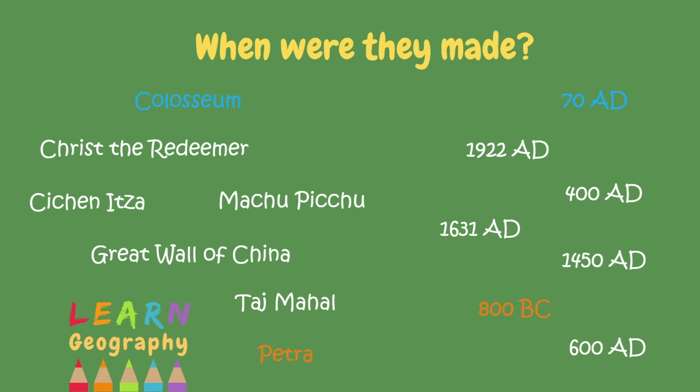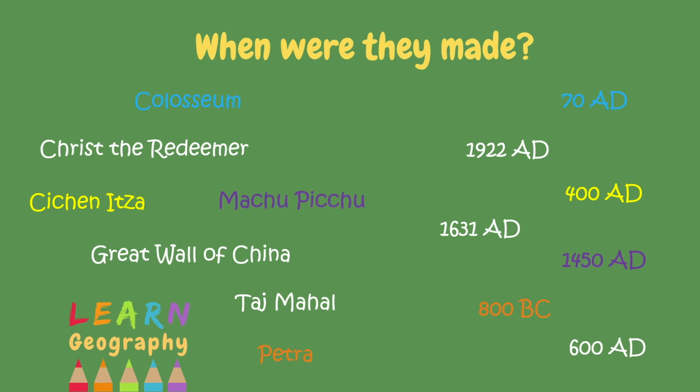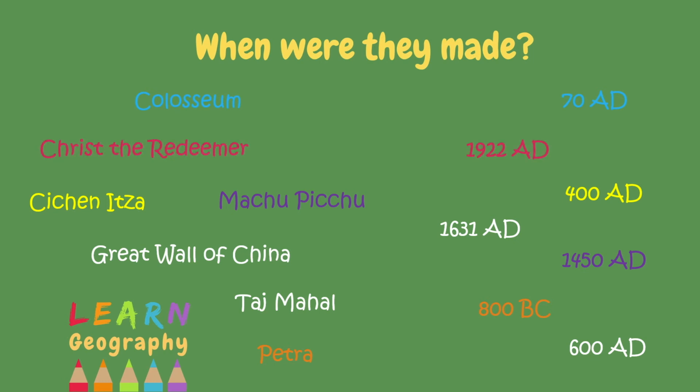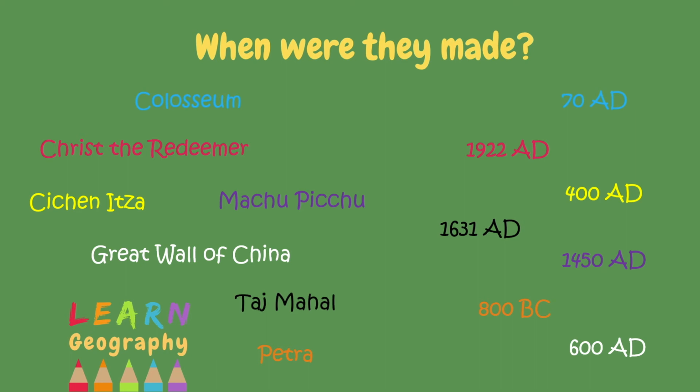And what about Chichen Itza? Chichen Itza was made in 400 AD. And what about the Machu Picchu? Machu Picchu was in 1450 AD. Christ the Redeemer? Actually, Christ the Redeemer is the one that was made the least time ago and was made in 1922. And how about the Taj Mahal? The Taj Mahal was made in 1631 AD, leaving the Great Wall of China in 600 AD. Good job!